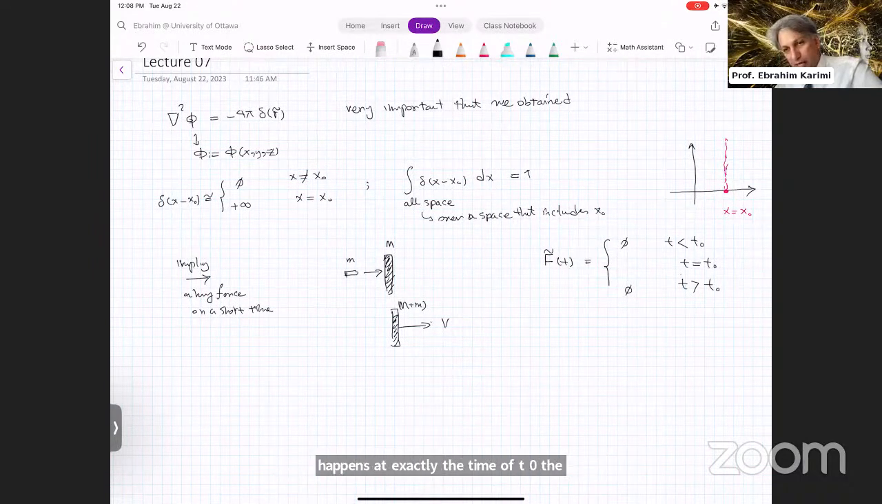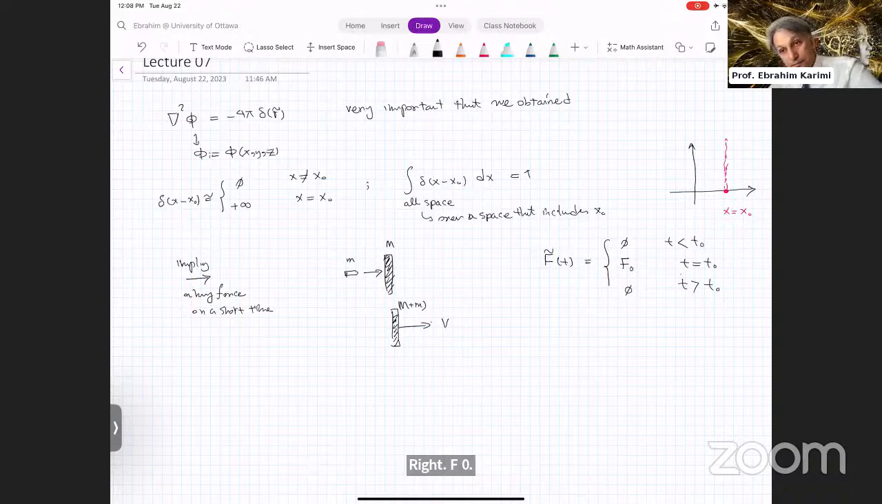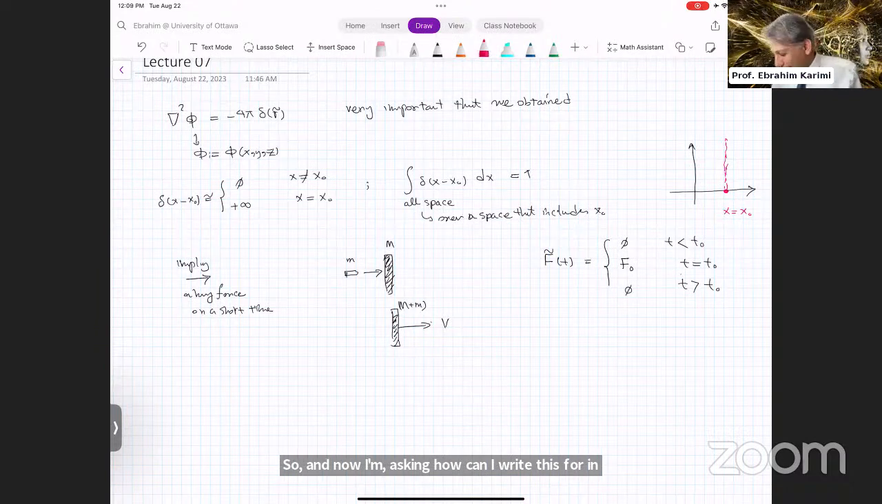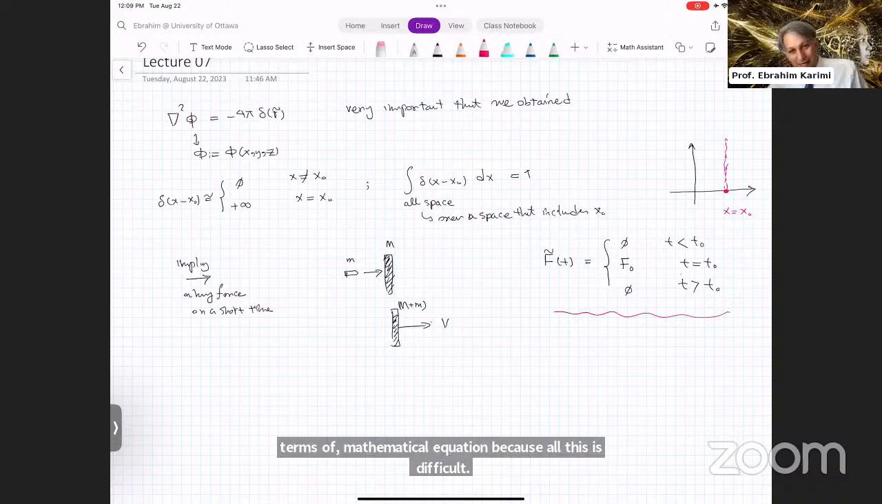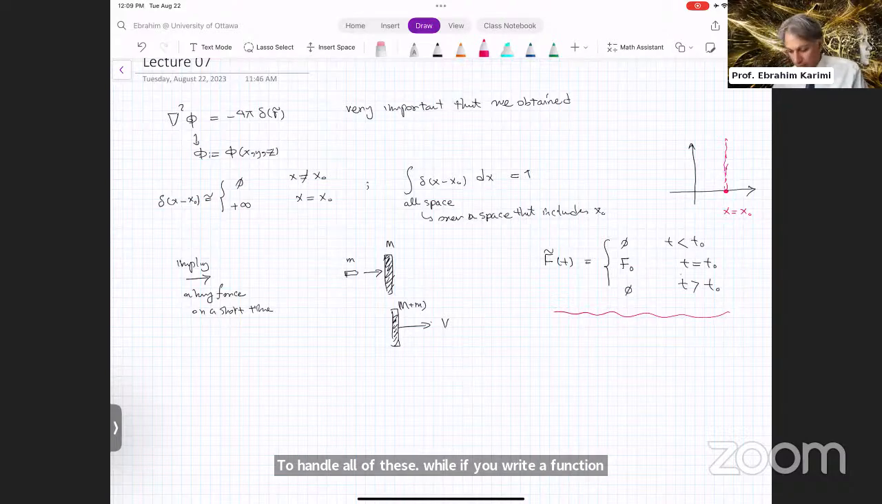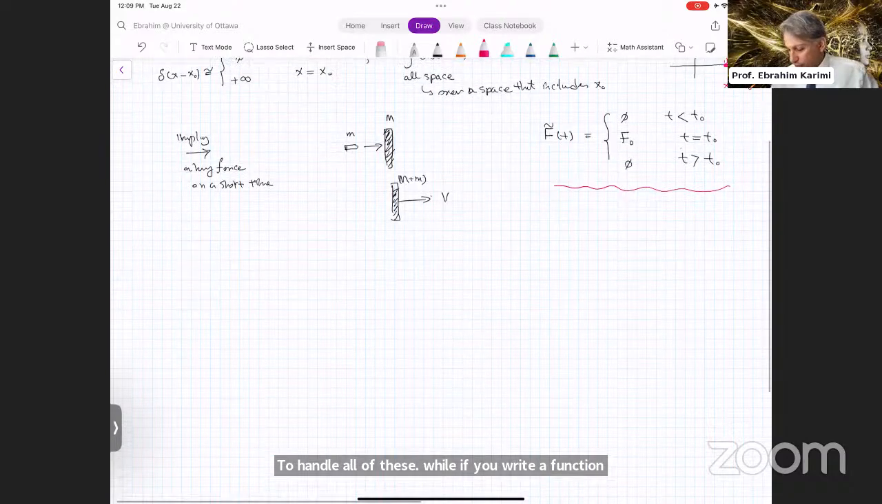the force that I apply to this object is given by, let's say, F0. Now I'm asking, how can I write this force as a mathematical equation, because it is always difficult to handle all of these. While if you write a function which satisfies these properties, it will be way easier to handle.